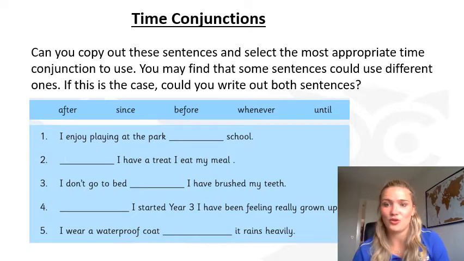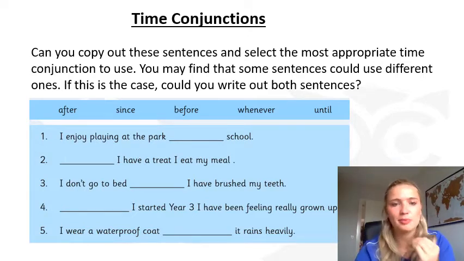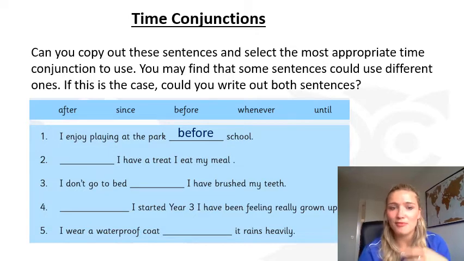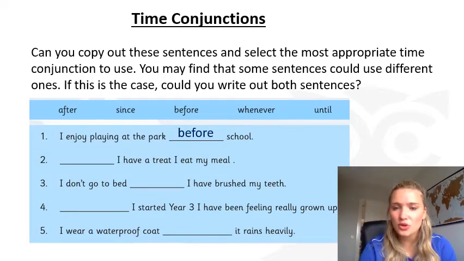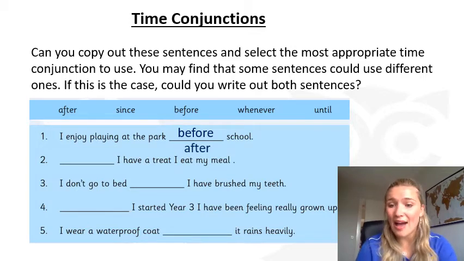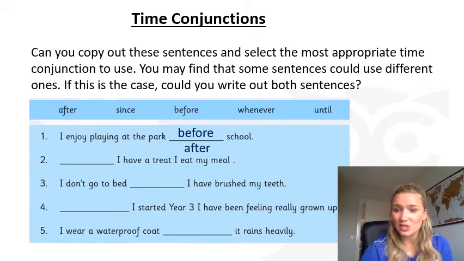So let's have a look to see if you've got the same sentences. So I enjoy playing at the park before school. So you're saying that before school, that's when you do it. So I could have changed it around. I could have said before school, I enjoy playing at the park. So I've put my before at the start. You could, however, have also had I enjoy playing at the park after school, or after school I enjoy playing at the park, because that also makes sense.